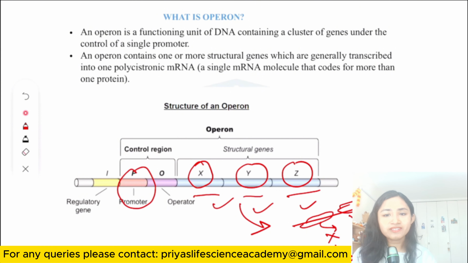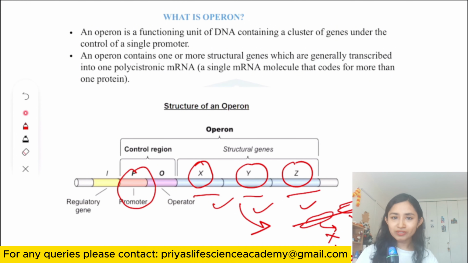This operon system is based on the prokaryotic system. Only in prokaryotic organisms can we see this operon system and polycistronic mRNA. Poly means many, cistron means gene segment. So many gene segments are together in the mRNA, and this mRNA can produce more than one protein.